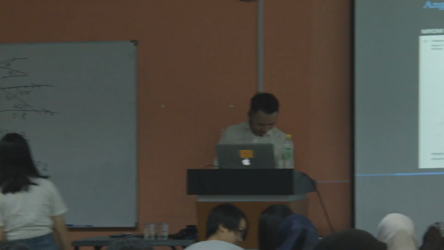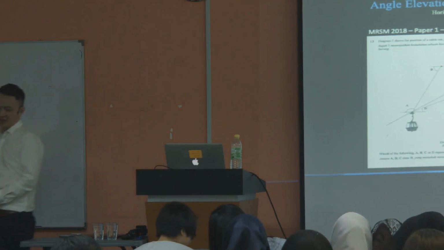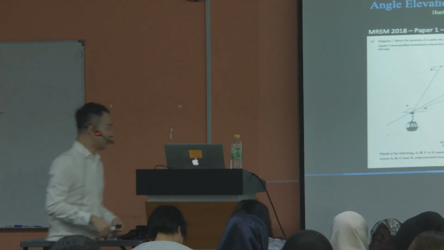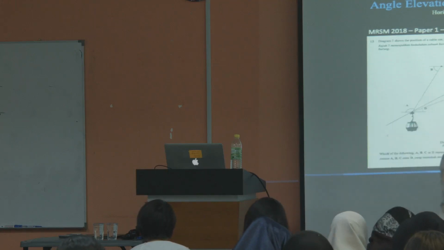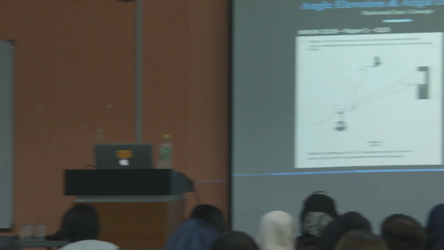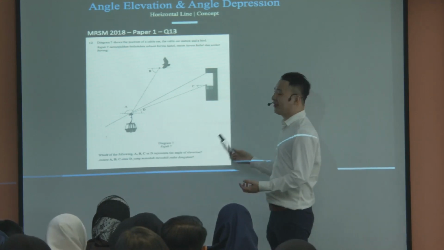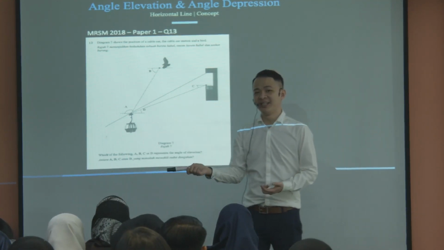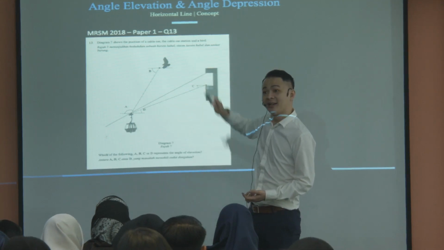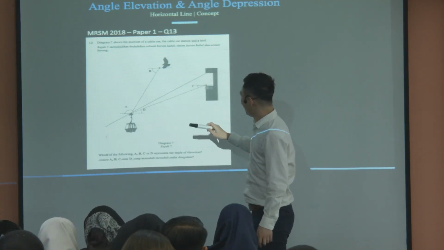Okay, this one is a little bit confusing. It's an MRSM question also, 2018. Okay, they ask you, A, B, C, D, which one represents the angle of elevation? Okay, first idea over here is you have to understand what is the meaning of elevation. Elevation basically means look up, right? So that means when you want to look up, right?